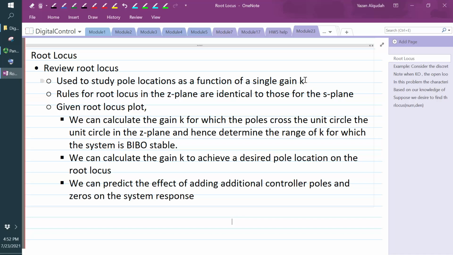Given a root locus, we can calculate the value of k for which the poles cross the unit circle, and therefore that will enable me to know the value of k that will result in a stable or unstable system. We can also find the value of k to achieve a certain pole location, assuming that pole is on the root locus. And we can predict the effect of adding additional controller poles or zeros on the system response.